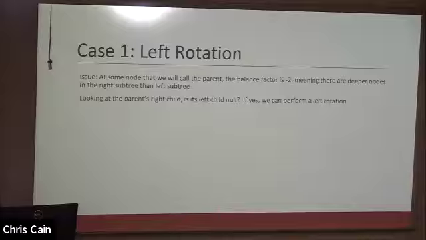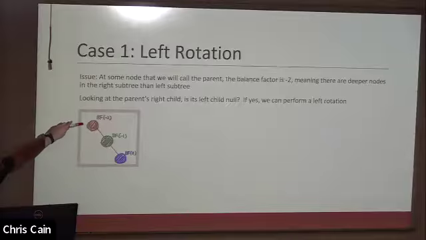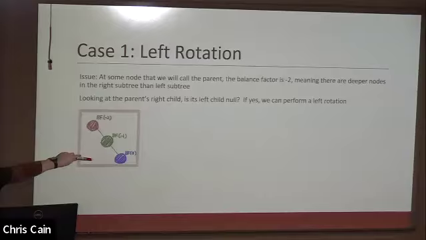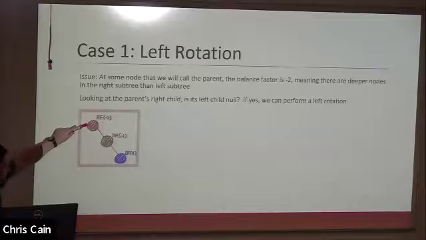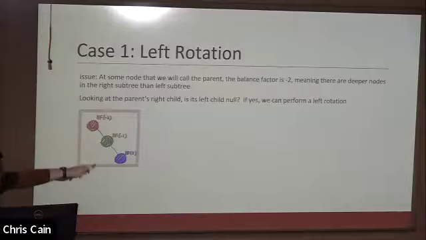So how do we do it? We look at the parent's right child and look at its left child. If the parent's right child's left child is null, we can perform a left rotation. So it looks something like this. Here is the parent. The parent's right child's left child is null. So there should be, from the parent, a right child and then another right child. This is what creates that balance factor of -2. Left subtree depth is, in this case, 0. Right subtree depth is 2. It could be that the left subtree depth is 1, the right subtree depth is 3. Regardless, the difference is going to be 2.